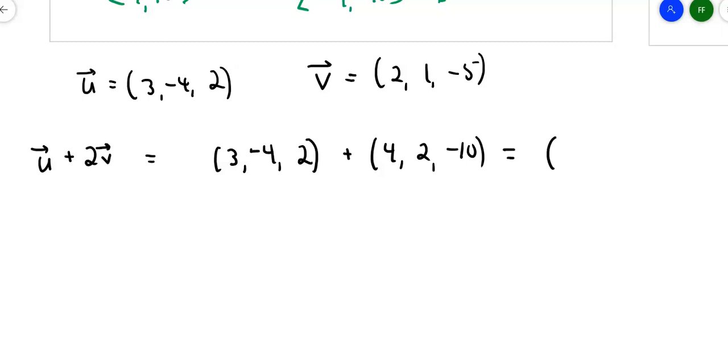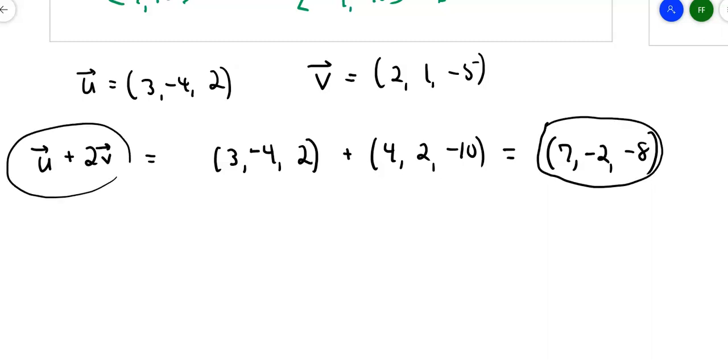Add your first terms. 3 plus 4 is 7. Add negative 4 plus 2, and you get negative 2. 2 minus 10, negative 8. That is the vector that represents u plus 2v for the vectors that I gave you at the beginning up there.